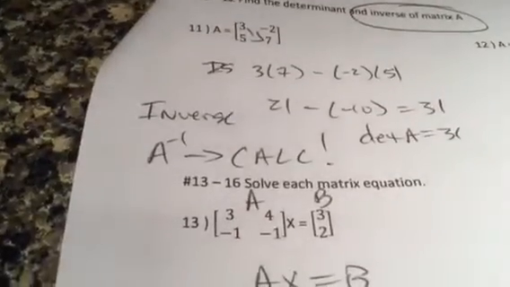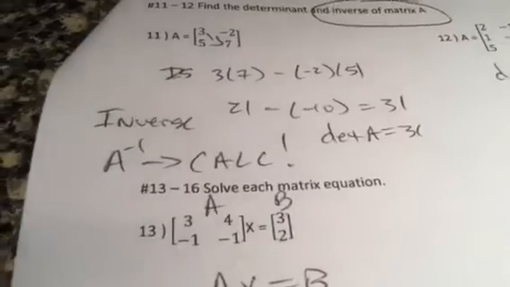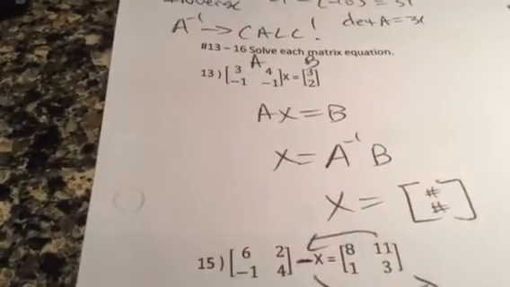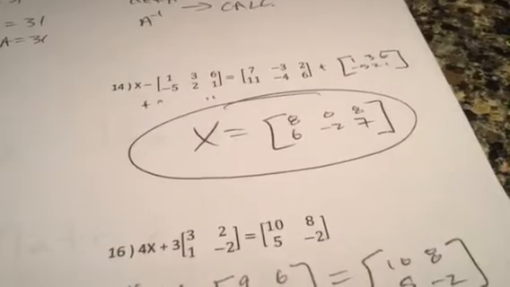Find the determinant and inverse. Determinant, just do by hand. Inverse, do the calc. Determinant and inverse, use your calculator. A, X equals B. A inverse B for that one. A inverse B. That one you're going to add both matrices together.